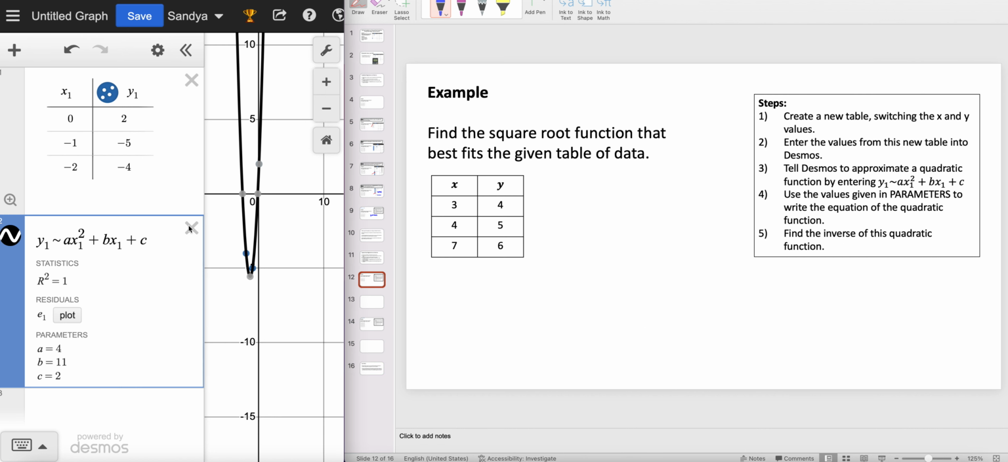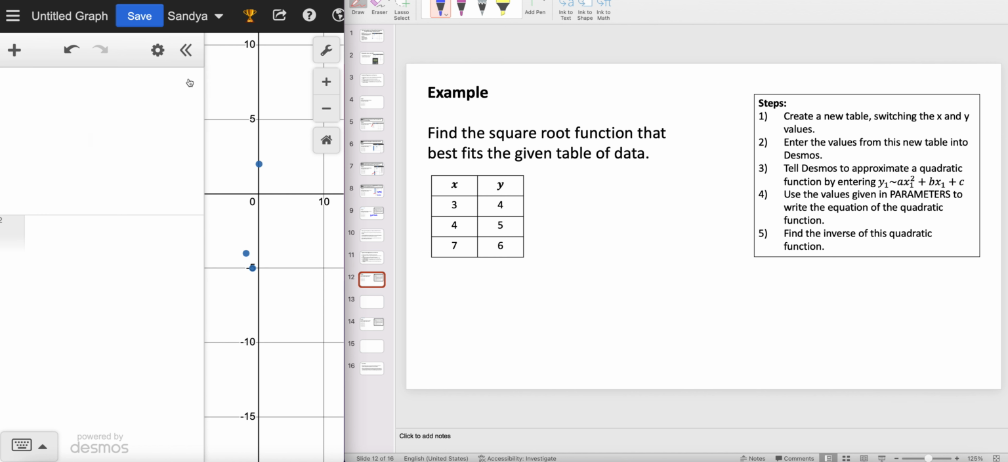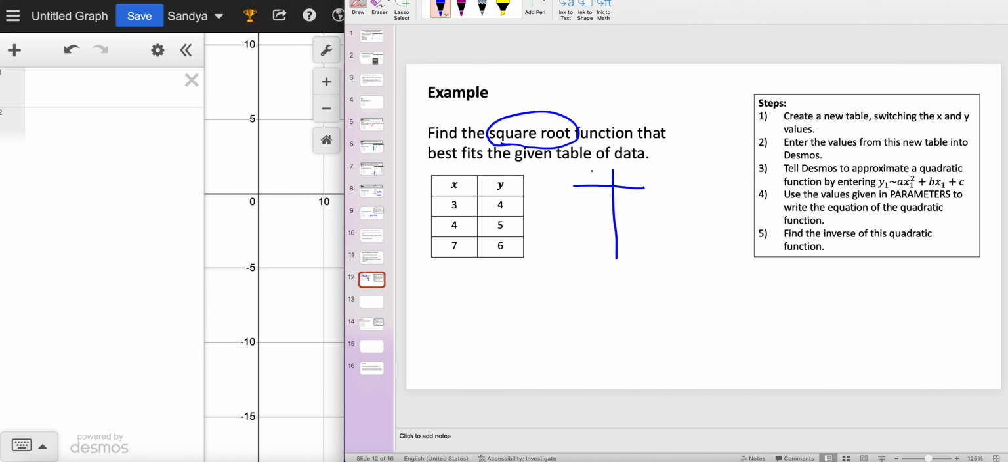Let's find the square root function that best fits this given table of data. Well, we want to find the square root function, but like I told you, it's not going to do the regression very well in Desmos. So we're going to find the quadratic that is the inverse. So what we're going to do is we're going to take this table and we're going to switch the x and y values. So I'm going to copy all these y values into my x column. So I have 4, 5, and 6. And I'm going to copy all the x values into my y column.